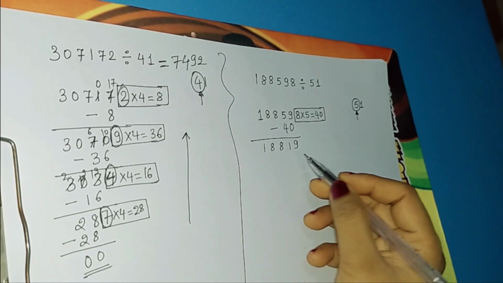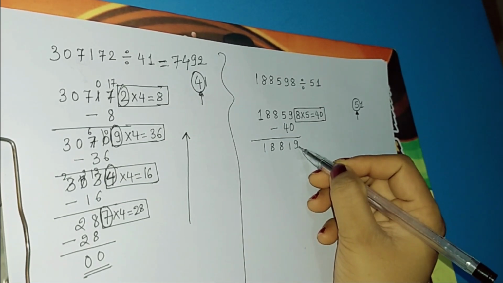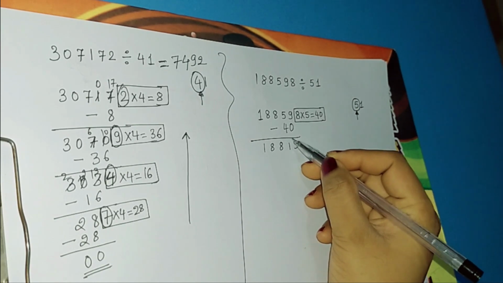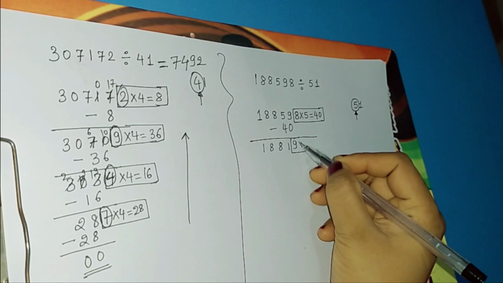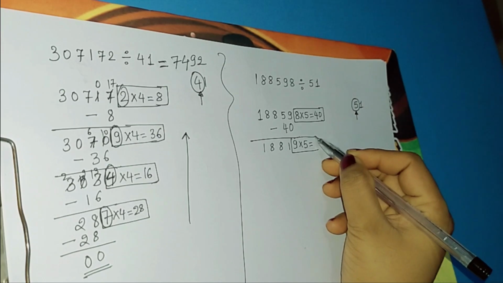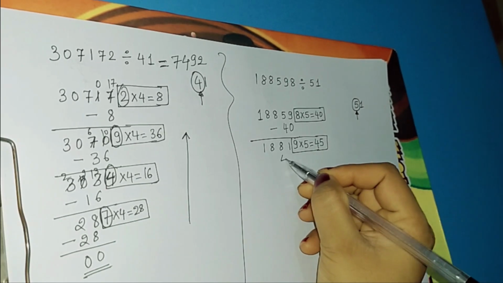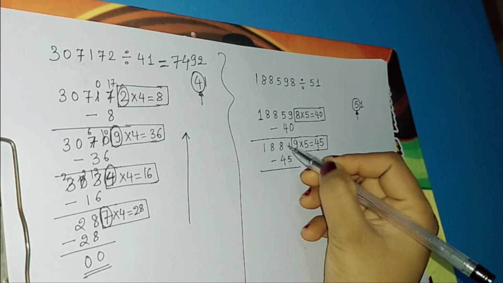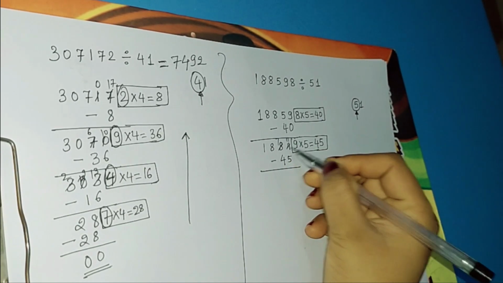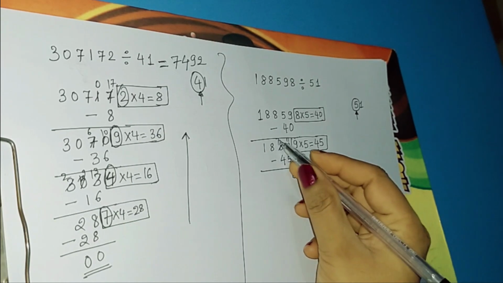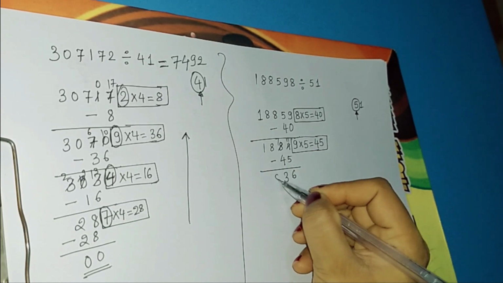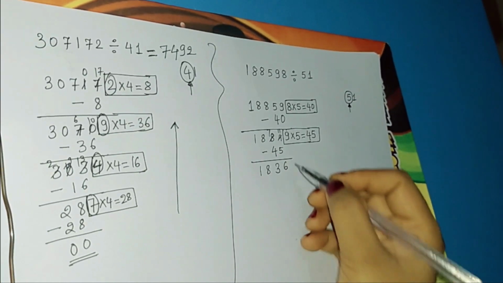Again we got a number. So we need to repeat the process. We need to take the last digit, 9 in our case. Let's multiply this 9 by 5. So 5 times 9 is 45. Now subtract this 45 from the remaining digit. So here it is 7, it is 11. 11 minus 5, it is 6. 7 minus 4, 3. Here it is 8. Here it is 1.